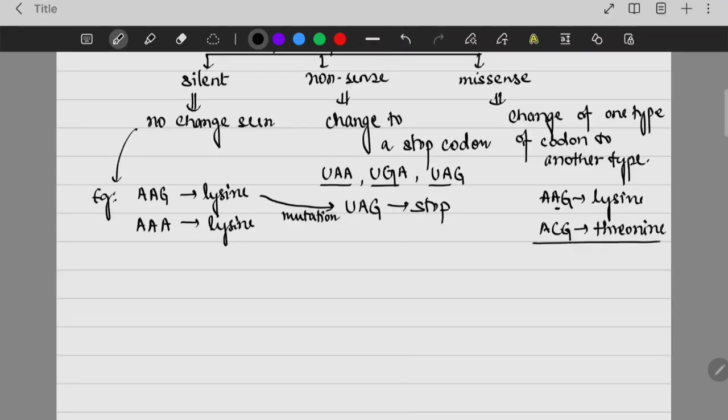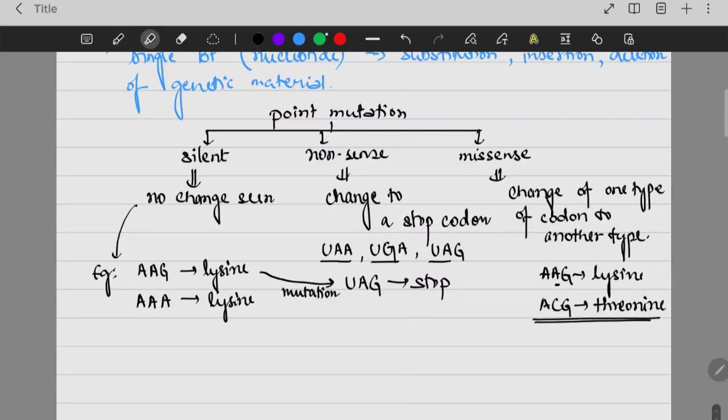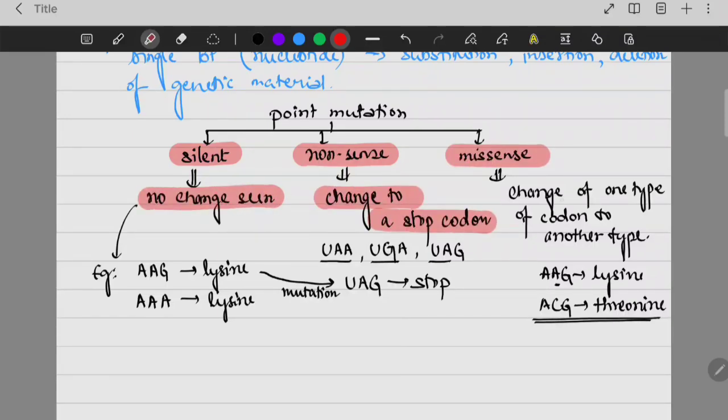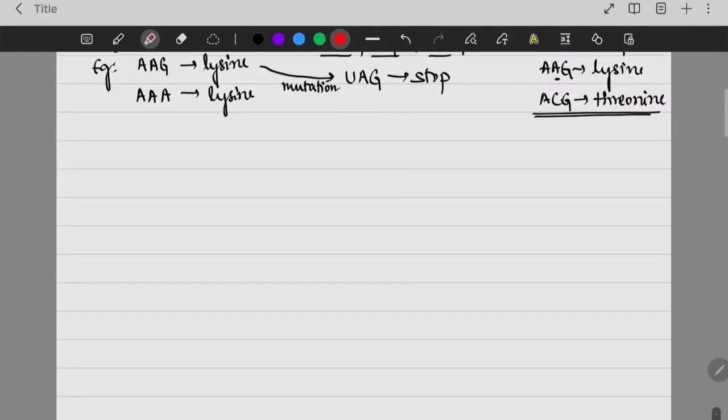So another amino acid is present in place of lysine. So these are the point mutations: silent, nonsense, missense. In silent, no change is seen; in nonsense, there is a change to a stop codon; and in missense, there is a change from one type of codon to another type. The examples are given here.